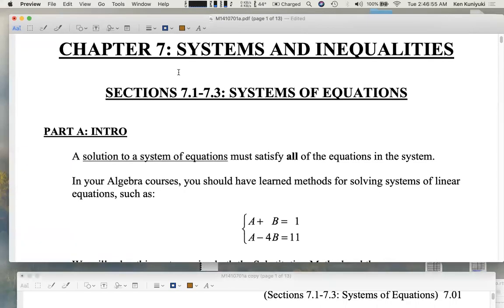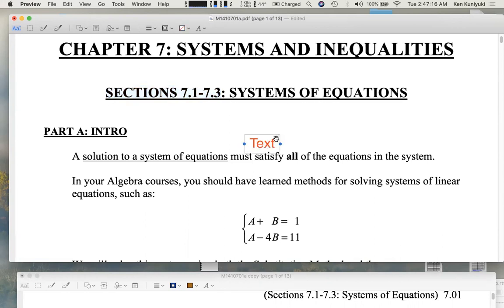Hi, everyone. Let's start Chapter 7 on systems and inequalities, although I'll just briefly discuss inequalities, and they won't really be on your homework. We have another blend here, section 7.1 through 7.3, kind of like in trig, and we're going to deal with solving systems of equations.